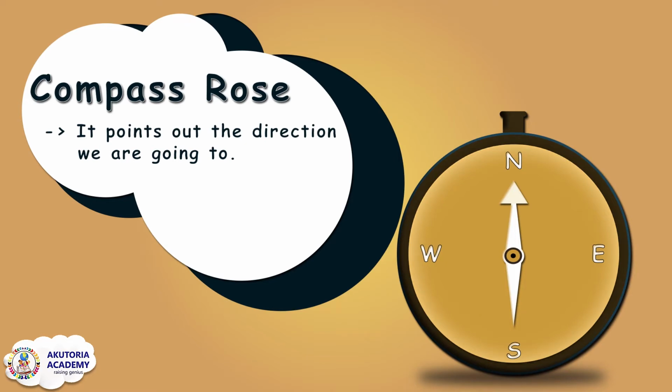And the cardinal points are the west, the east, the north, and the south. We have the pointer at the middle. The pointer can turn to different directions, the north, south, east, and it can also point to the west.